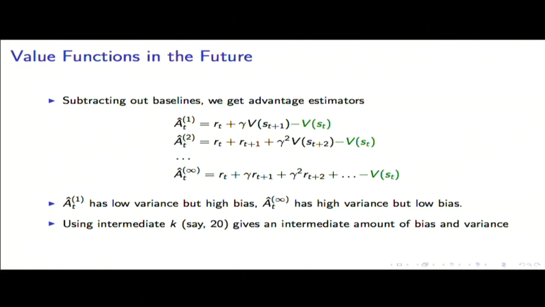So it's not necessarily strictly correct to say that this a hat sub 1 has low variance, but it's correct to say that when you plug it into a policy gradient formula, this statement is true for the policy gradient estimator. And if you use some intermediate value of k, that gives you an intermediate amount of bias and variance.